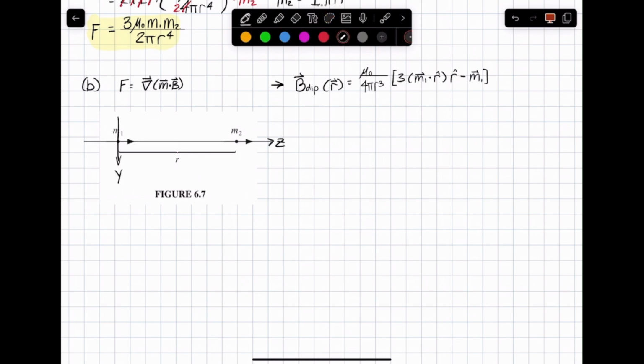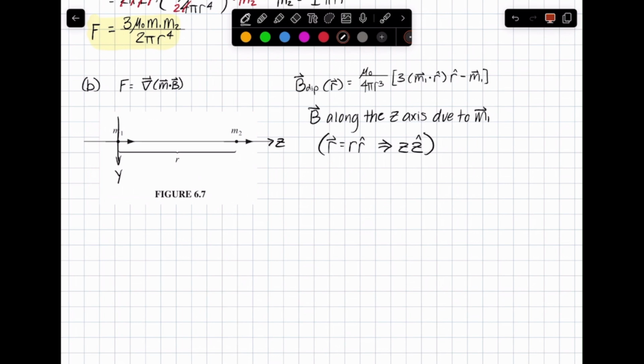We put M1 at the origin. Consider B along the z-axis due to M1, because that's what we're ultimately going to solve here. We're going to solve B at M2, and M2, of course, is along the z-axis. So let's get a general equation for B along the z-axis. R is usually equal to R hat. This is going to turn into z hat. The radial component is aligned with the z-axis. So that's how I'm going to transform this equation into something more usable for the force equation on the left.